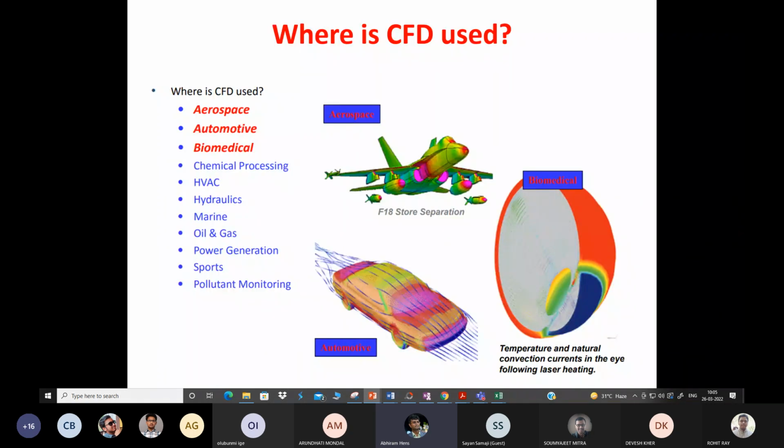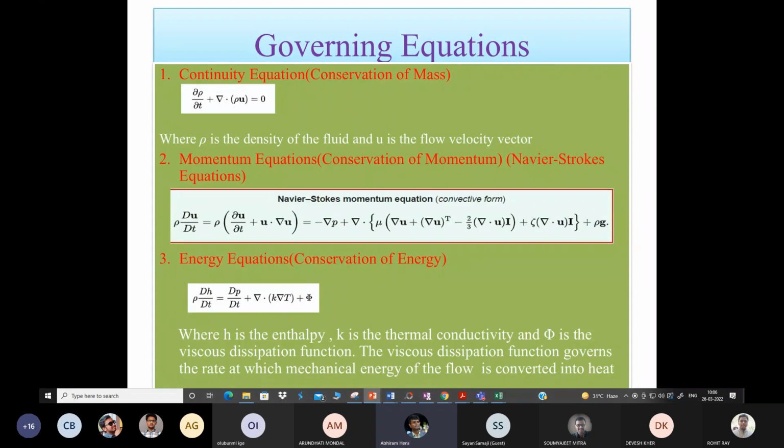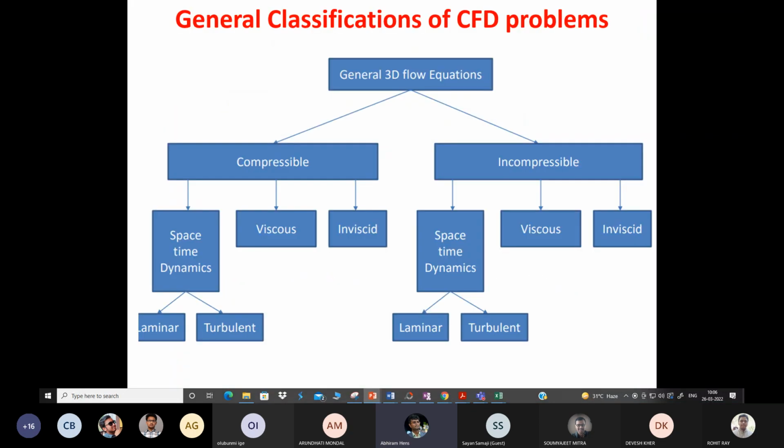Then we took some examples in different sectors, starting from aerospace, automobile, biomedical, chemical processing, HVAC, hydraulics, marine, oil and gas, power generation, sports, pollutant monitoring, and also weather modeling. Weather and ocean current prediction, wind and direction of wind, everything can be calculated. Then this is the governing equation that I showed you. These are the different forces, and these are the different classifications of CFD problems.